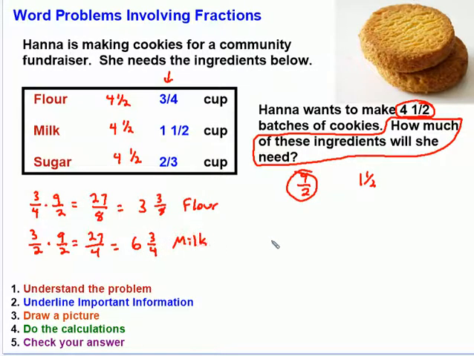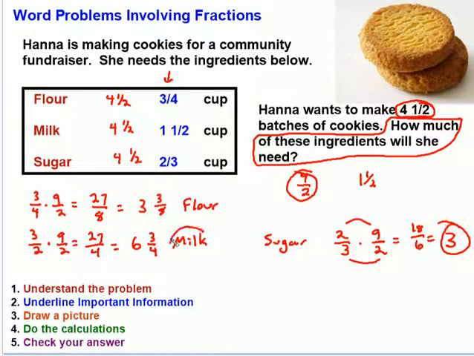Finally, we'll do sugar. And we have 2/3 of a cup of sugar. We're going to multiply that again by 9/2, which is 4 1/2 converted to an improper fraction. We'll multiply across the top and multiply across the bottom. That gives us 18/6, and 6 goes into 18 3 times evenly. So we will have 3 3/8 cups of flour, 6 3/4 cups of milk, and 3 cups of sugar.